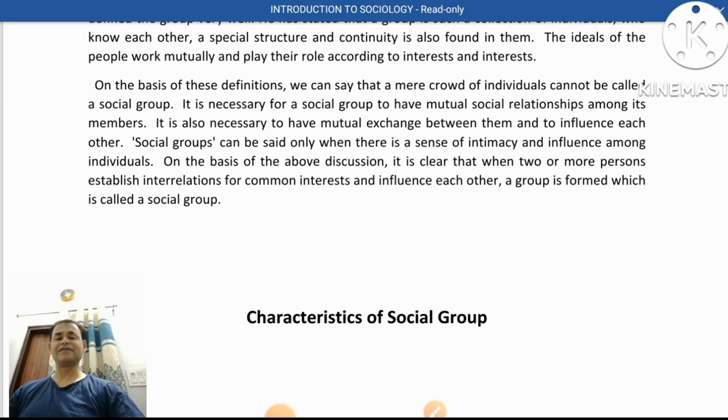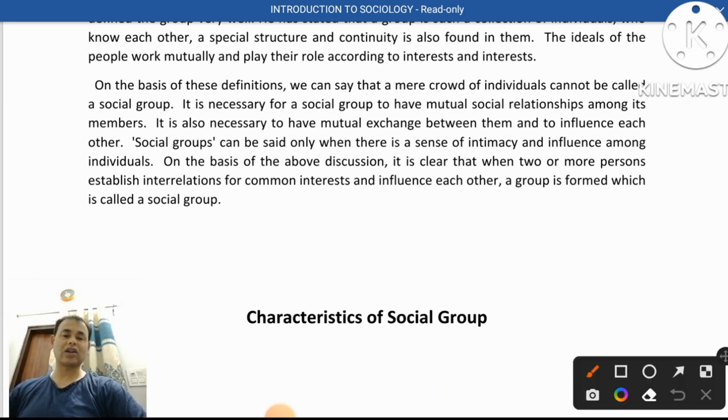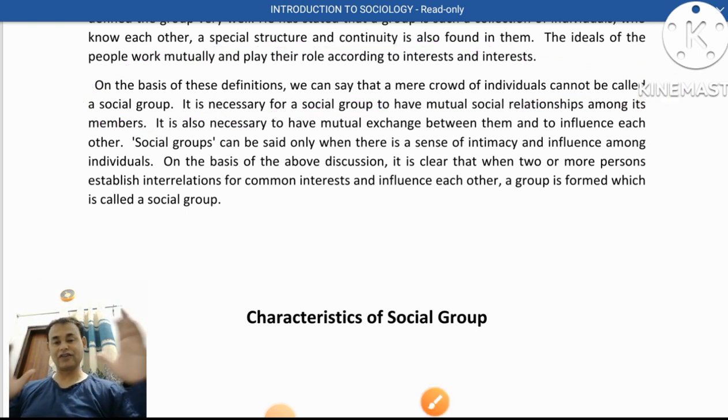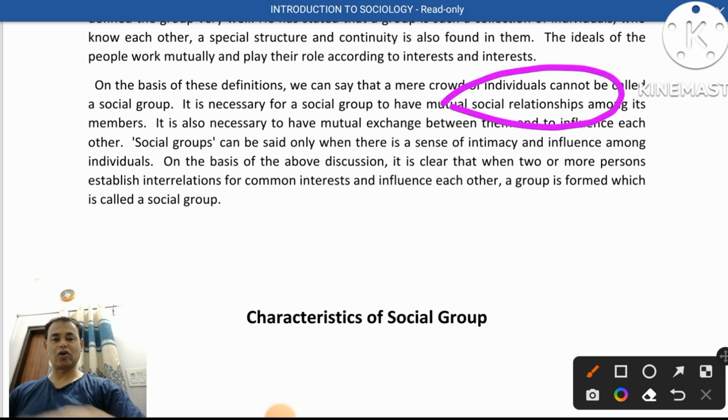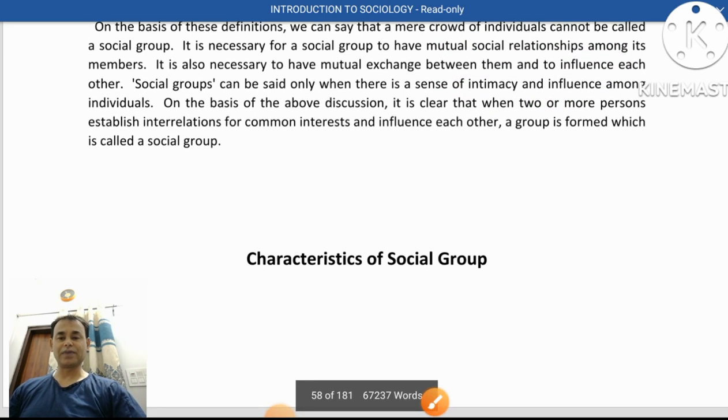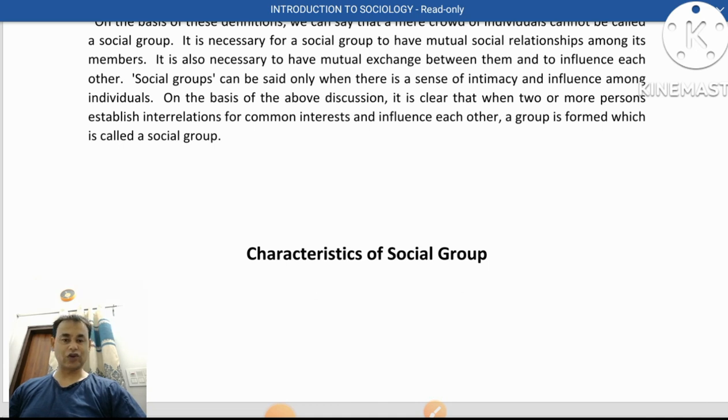On the basis of these definitions, we can say that a mere crowd of individuals cannot be called a social group. Very important: a crowd of individuals cannot be called a social group because there must be a social relationship. It is necessary for a social group to have mutual relationship among its members, mutual exchange between them, and to influence each other. A social group can be said only when there is a sense of intimacy and influence among individuals. It is clear that when two or more persons establish interrelationship for common interest and influence each other, a group forms, which is called a social group.